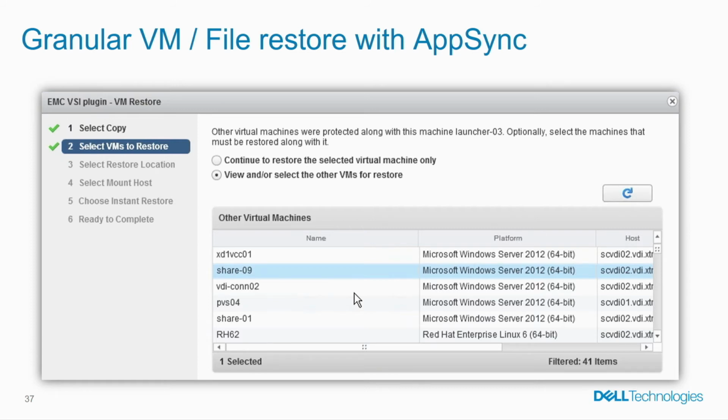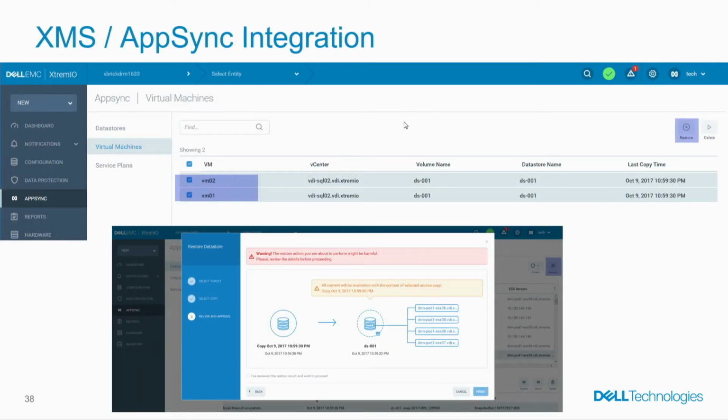Another very important integration, AppSync. AppSync is backup and recovery software that now integrates with the VSI plugin that I mentioned before and the XMS. So basically with AppSync, we can create backup schedulers and policies, and we can back up and restore consistent-level backups for virtual machines directly from the vSphere web client or the XMS, and they all use the XtremIO native and instantaneous snapshots in order to back up and restore your data.